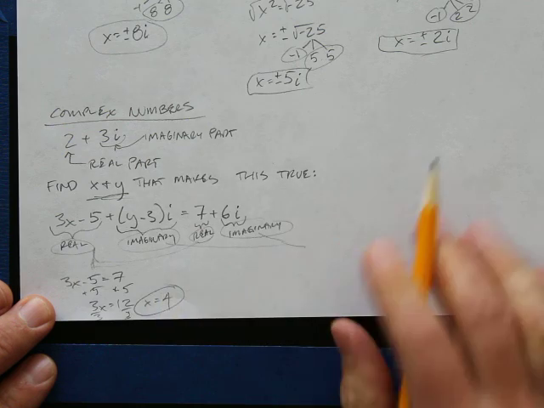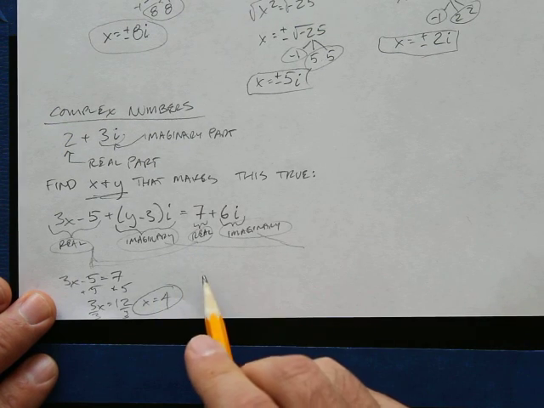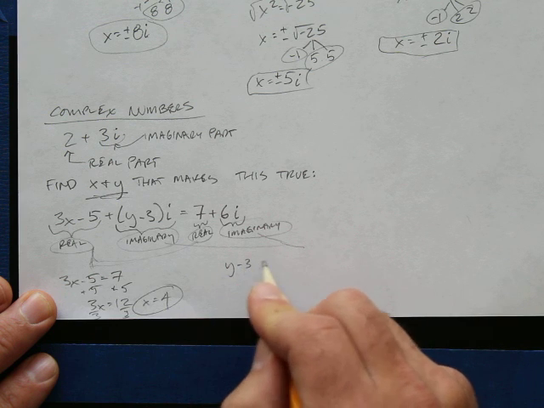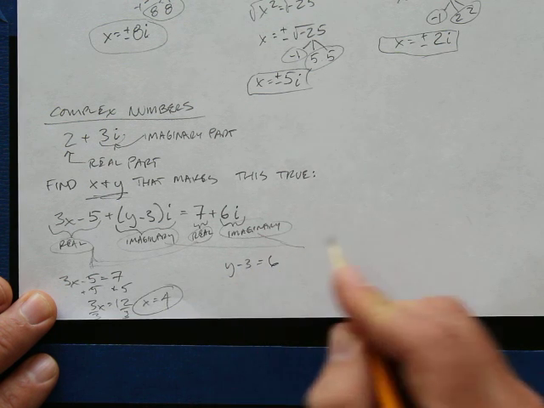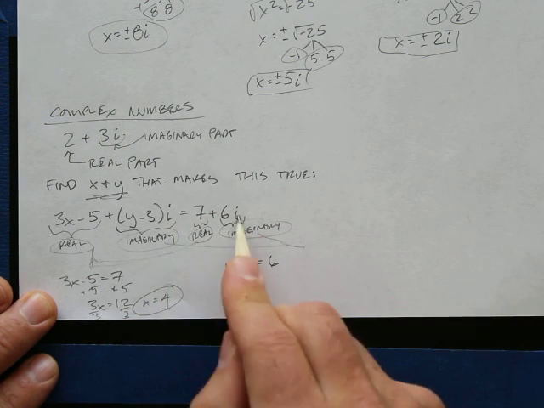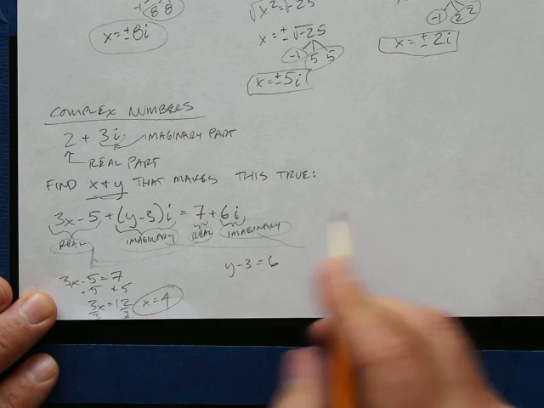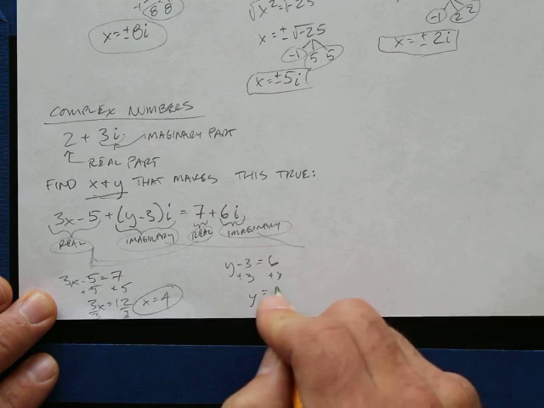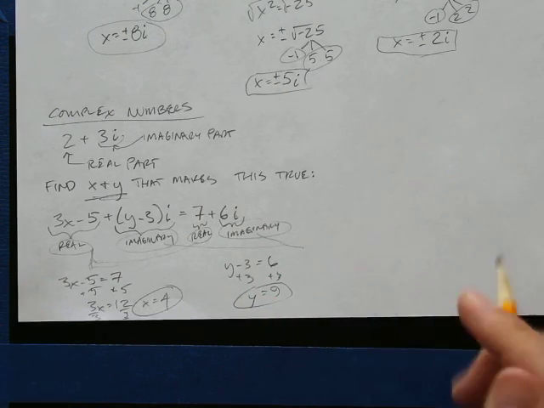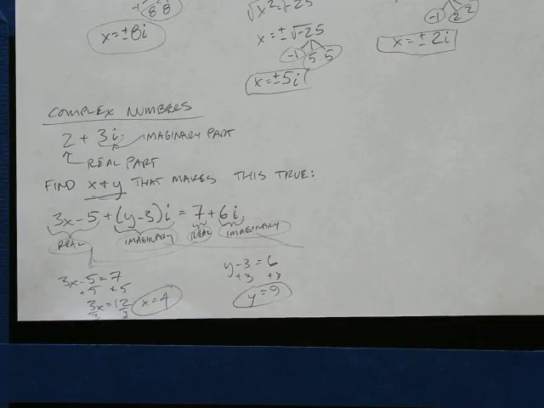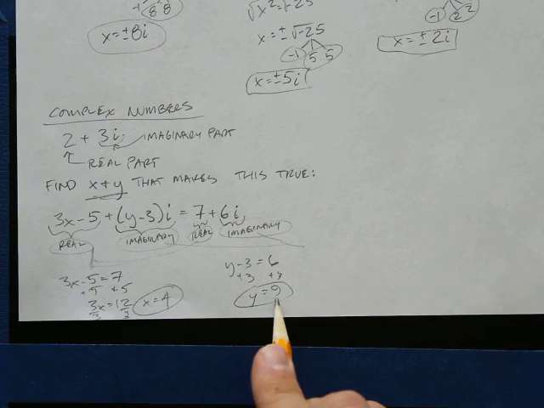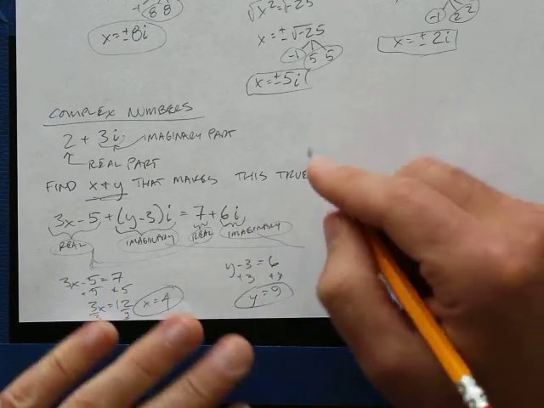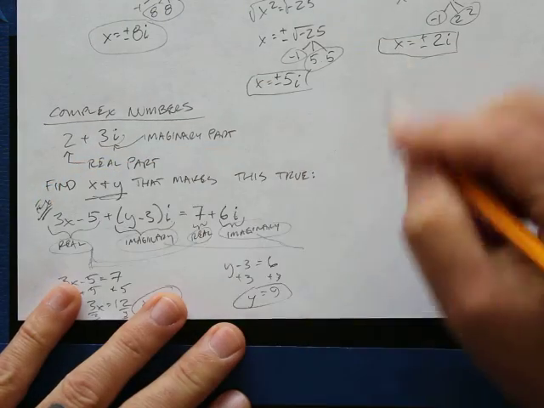All right, that looks good. Now I'm going to do the imaginary part, which is y minus 3 equals 6. I don't need to worry about the i because that's the same on both of these. So I'm going to add 3 to both sides. y equals 9. And so those are the two numbers, x equals 4, y equals 9, that make this statement true. So that was an example we did together.